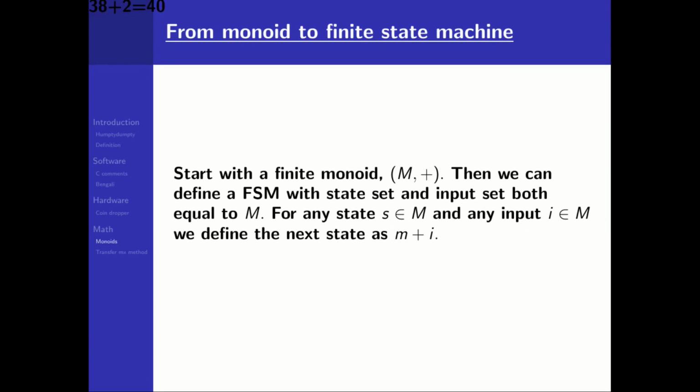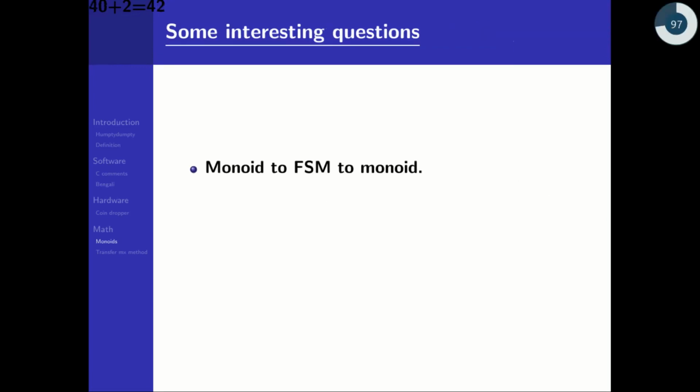Now this immediately gives rise to lots of questions. For instance, suppose I start with a monoid and from that construct the finite state machine. From that we construct a monoid again. We have learned how to go from monoid to FSM and FSM to monoid. Do we come back to the same monoid? Or I can ask the opposite question. I start with an FSM, go to a monoid, and from the monoid I go to an FSM. Will I come back to the same FSM?